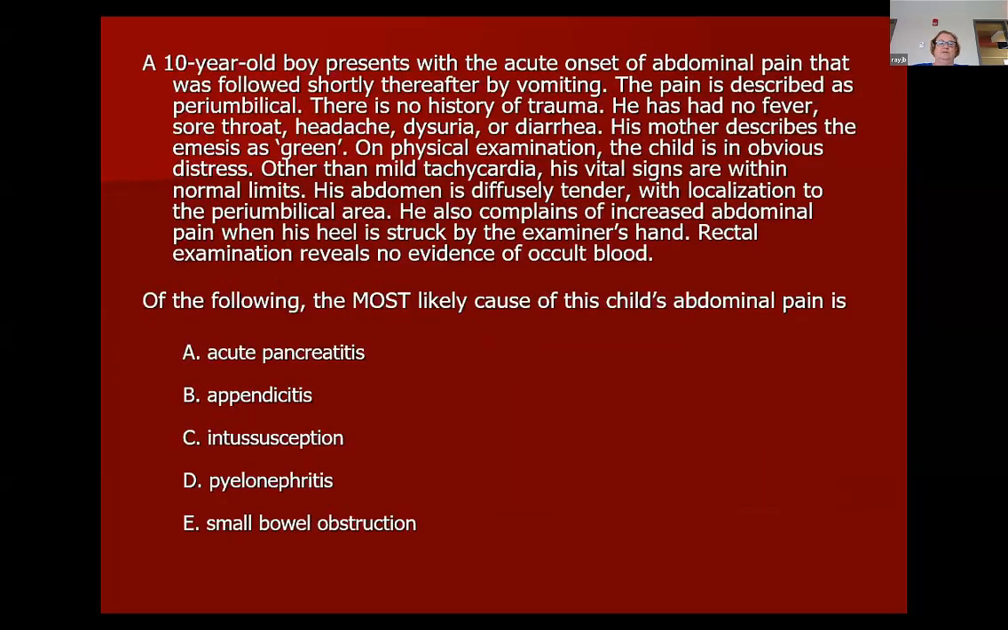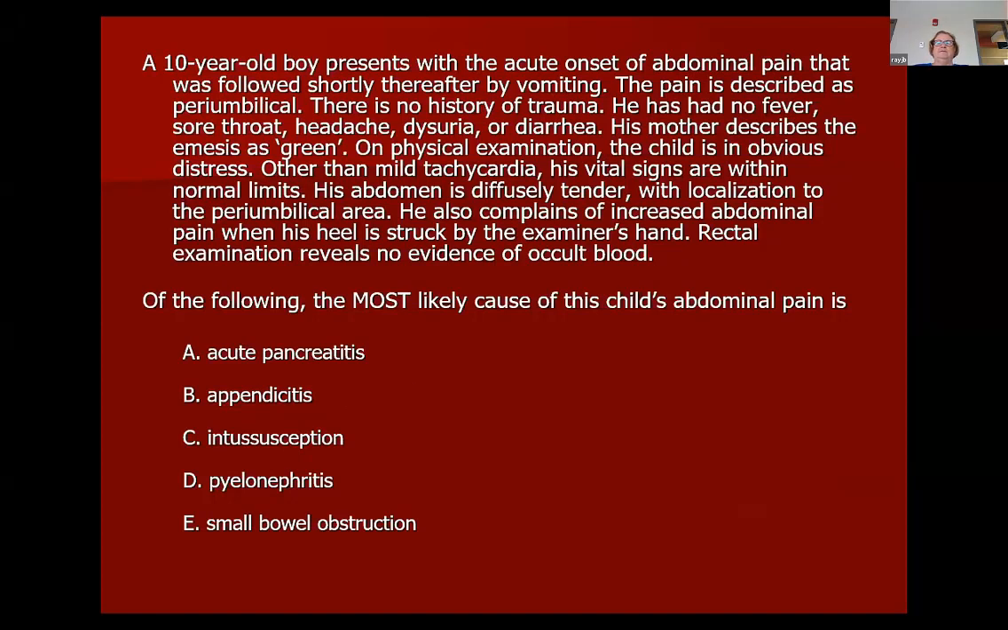There's a couple of questions on here because this was initially done for a grand rounds, and so you're supposed to have a couple of questions on there for people to answer. So this one: 10-year-old boy, abdominal pain, periumbilical. There's no history of trauma. He's had no fever, sore throat, headache, dysuria. His mother describes his emesis as green.